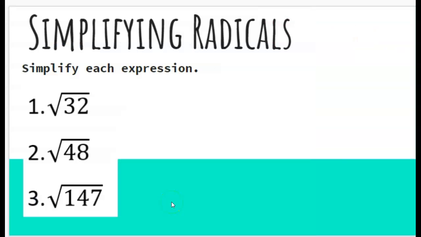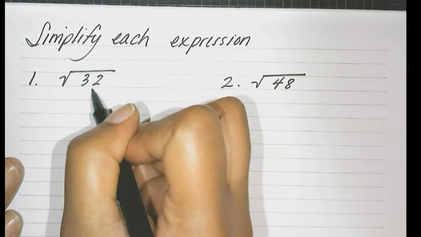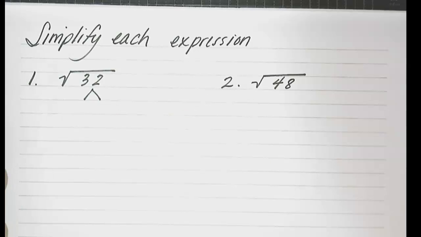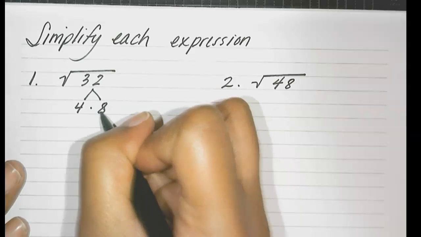Now that you've seen the video, I want to do a little bit of practice with simplifying radicals. So I'll do 1 and 2 and you can do number 3. The square root of 32. If you watched the videos, you should know that we're about to do a factor tree. Now you can pick any two numbers that you want. I chose, when I did this, to go with 4 and 8. 4 times 8 is 32.